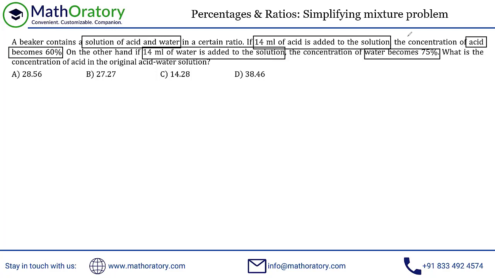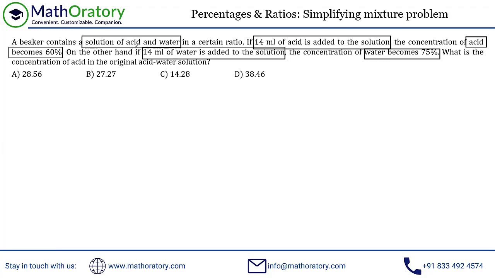Notice one important thing, and if you understand this part, then it becomes a little easier to analyze and figure out. So in the first scenario, we are adding 14 ml of acid to the solution. Second scenario, we are adding 14 ml of water to the solution. Forget about what is added, acid or water. But we are always adding 14 ml. So that's a constant increase in the volume, right?